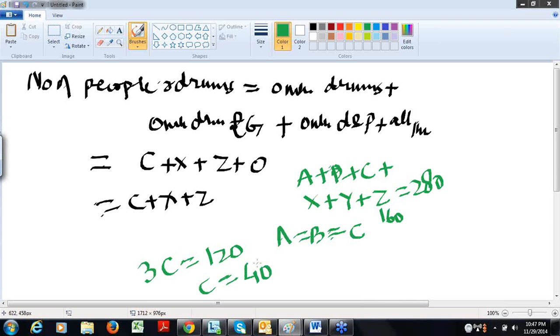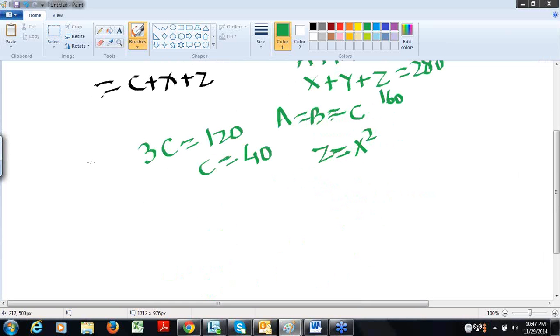Now also what has been given? Z is equal to X square. So the number of people who play drums will be what?